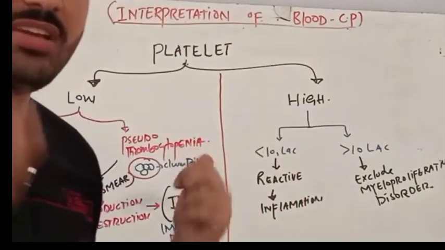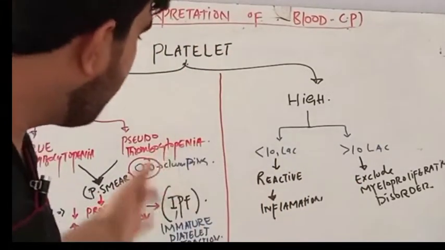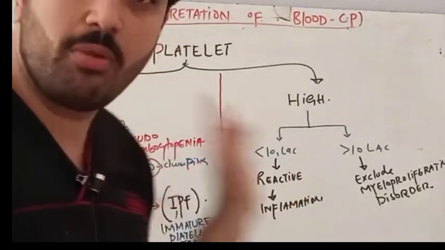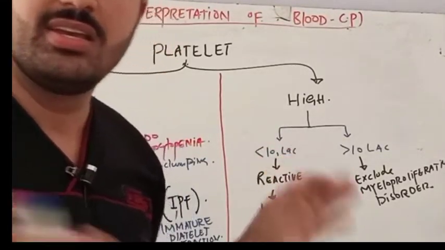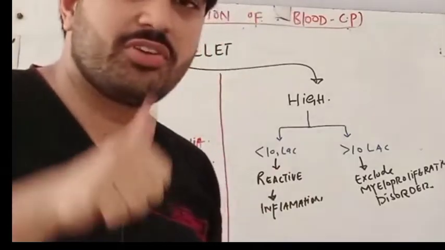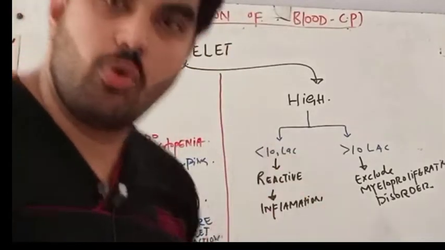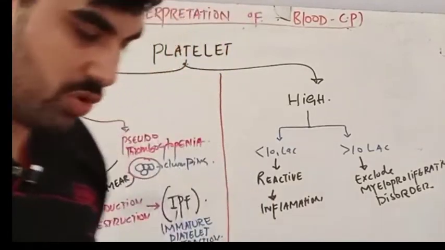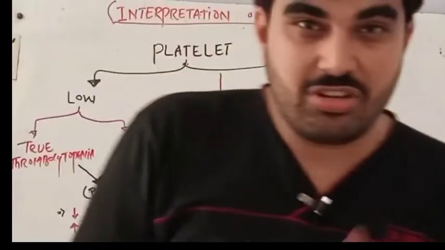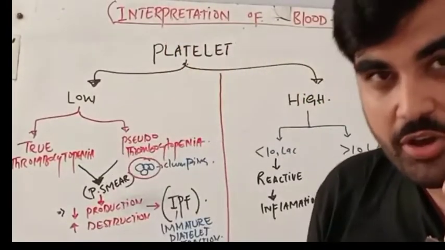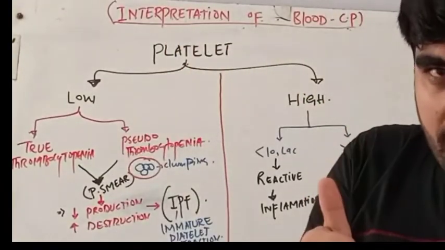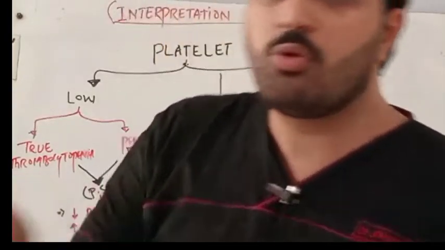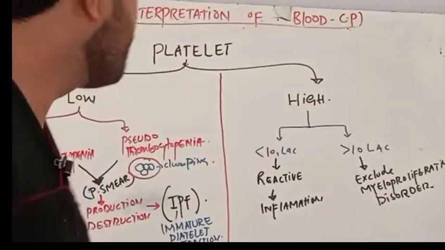If the retic count is high, it means RBC production is normal. If the immature platelet fraction is normal or high, that means production is normal. But if it is low, it means the production is abnormal. So what will you do if there is increased destruction, if there is decreased production? Now, if there is decreased production, what will you do? Go for bone marrow. What is the problem over there?